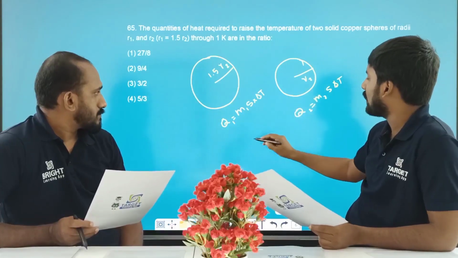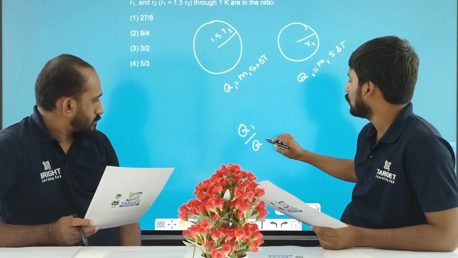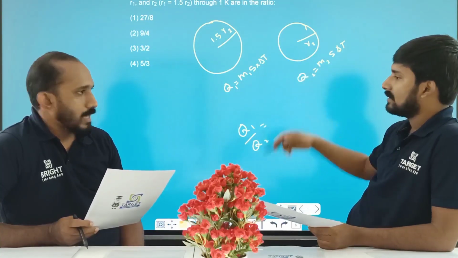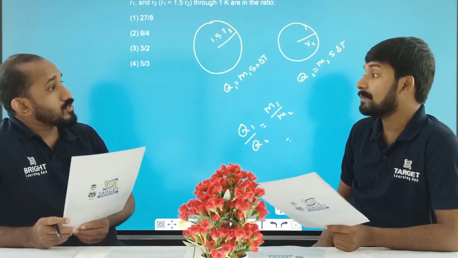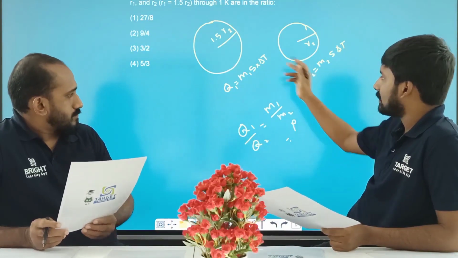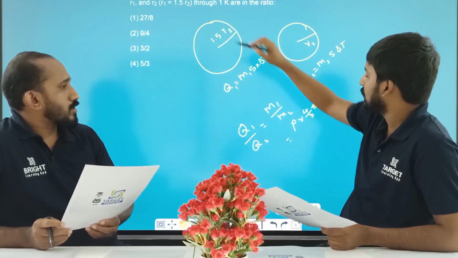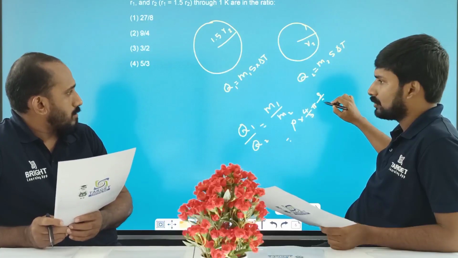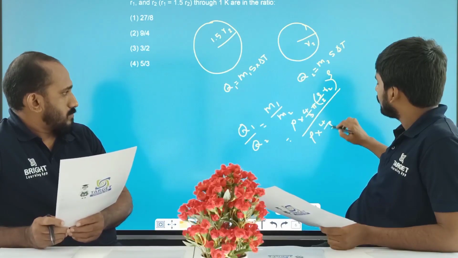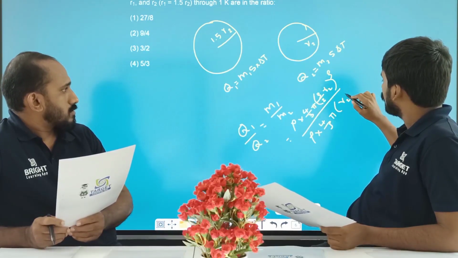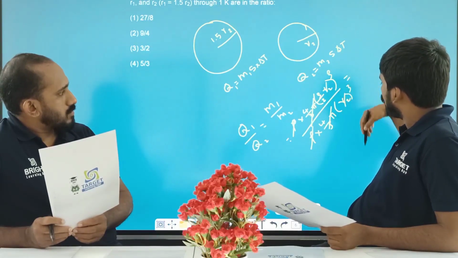We want the ratio of Q1 and Q2. It's simple. Q1 by Q2 is equal to M1 by M2, as S and delta T cancel out. Mass can be written as density times volume, and the density is again the same. So density into 4 by 3 pi R1 cube, where R1 is 1.5 times R2, that is 3 by 2 R2, the whole cube, divided by density into 4 by 3 pi R2 cube. R2 cube and R2 cube cancel out.